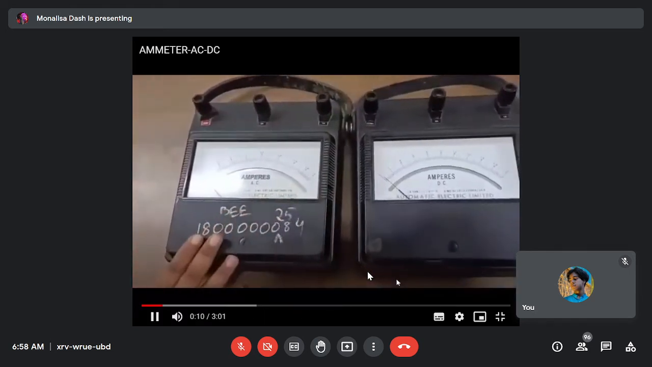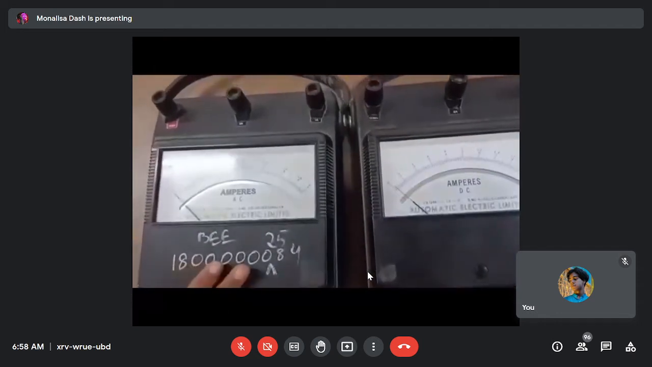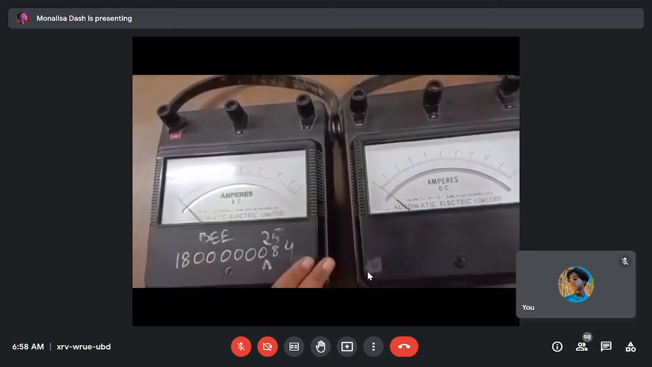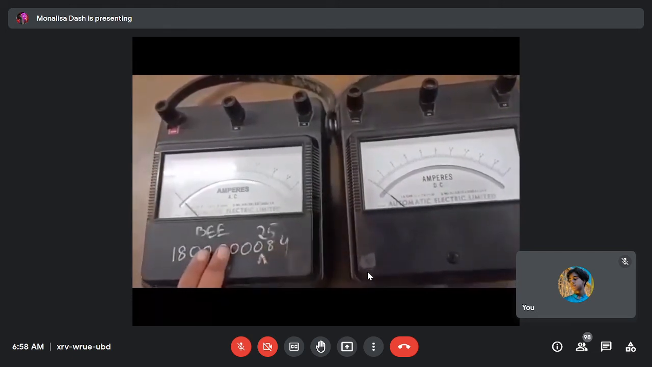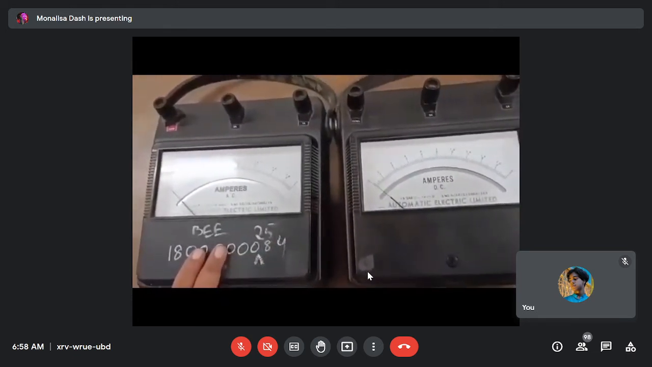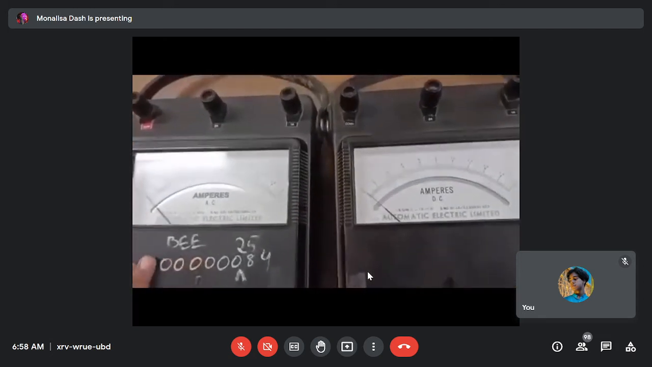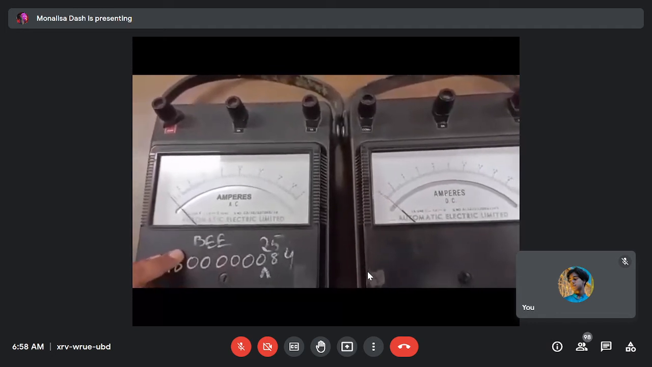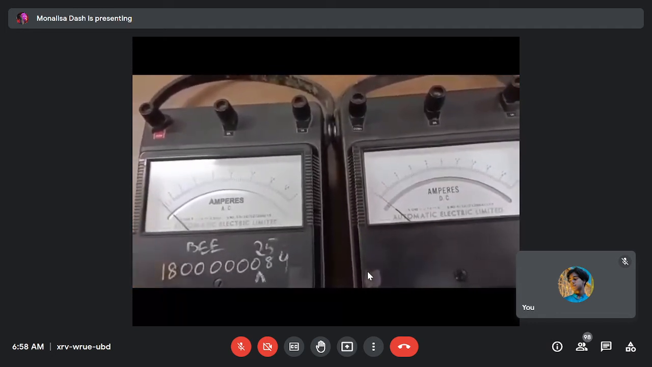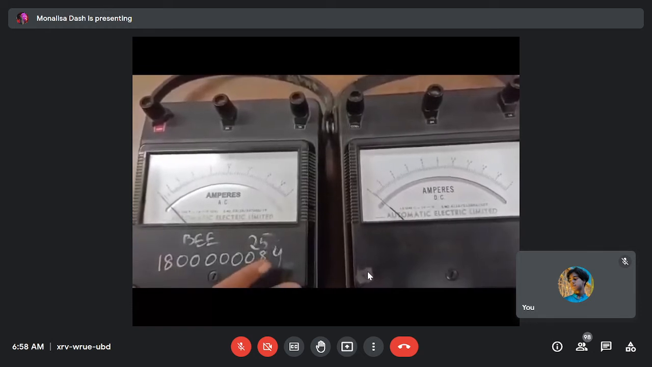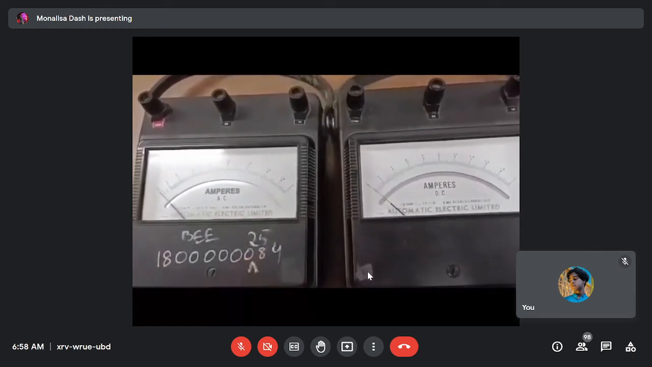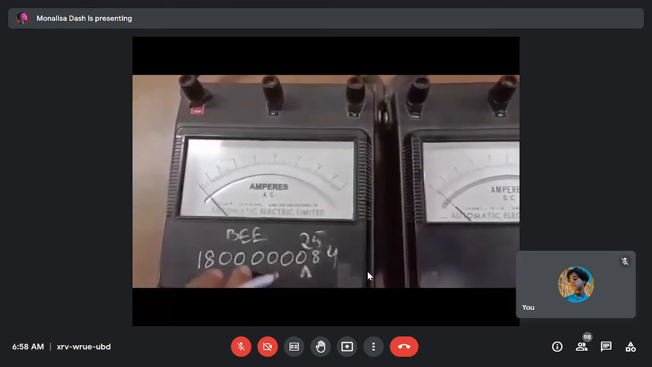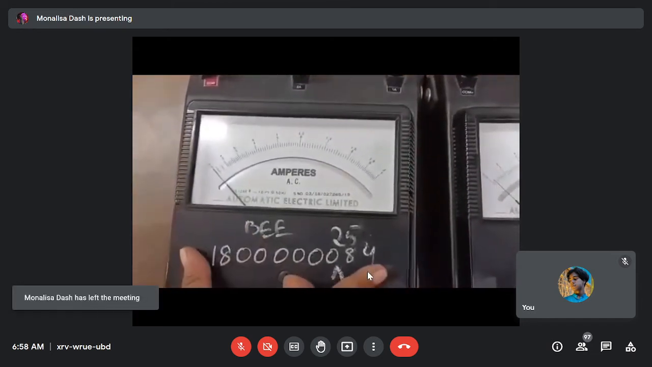Ammeter is a current measuring instrument which measures the current in the circuit. Its unit is ampere, represented by capital A, and its symbol is I. It has very low internal resistance. That's why it is always connected in series with the circuit. According to the supply, generally ammeters are of two types. One is MI type. See, this is MI type.